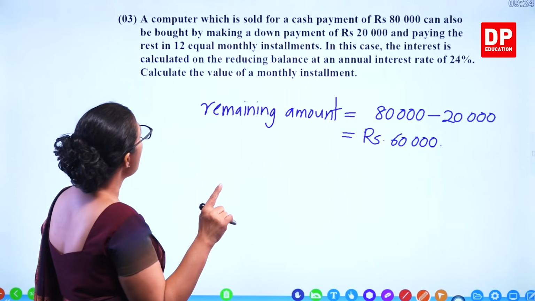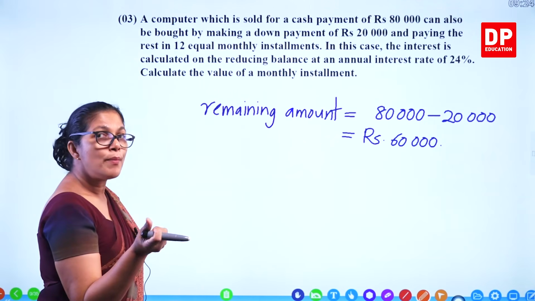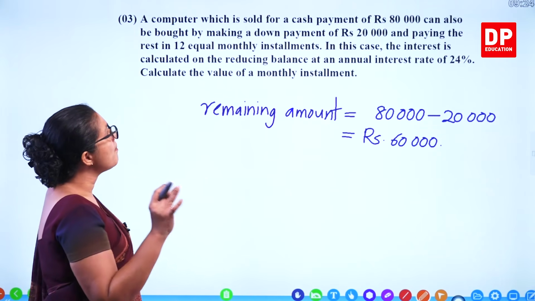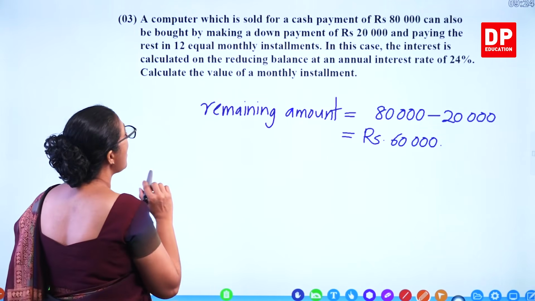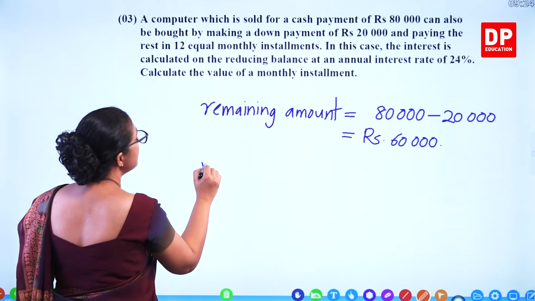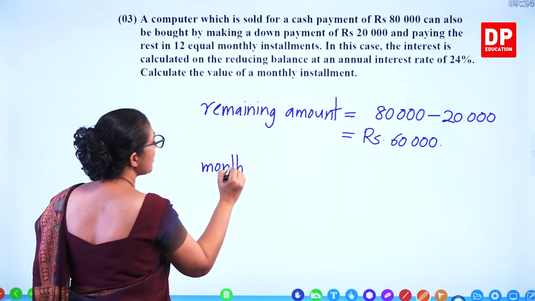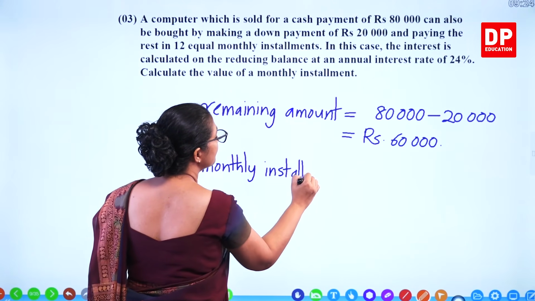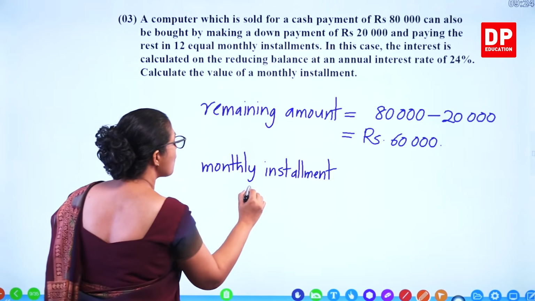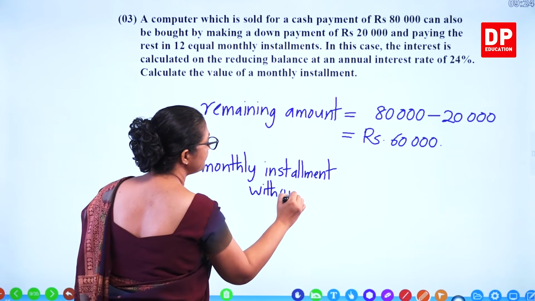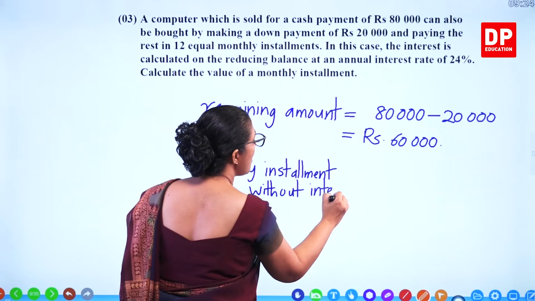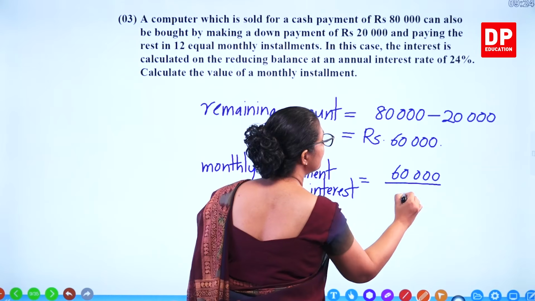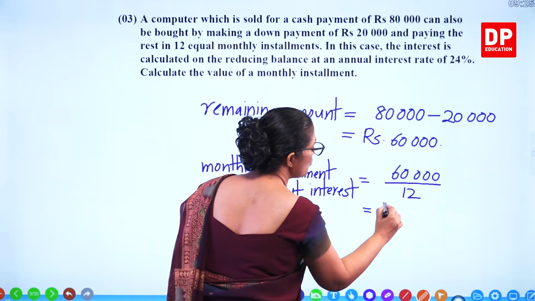Now next you can find out what's the installment value without the interest, because it says 12 equal monthly installments are there. So find the monthly installment without interest. So you have to divide by 12. So that means 5,000 rupees.